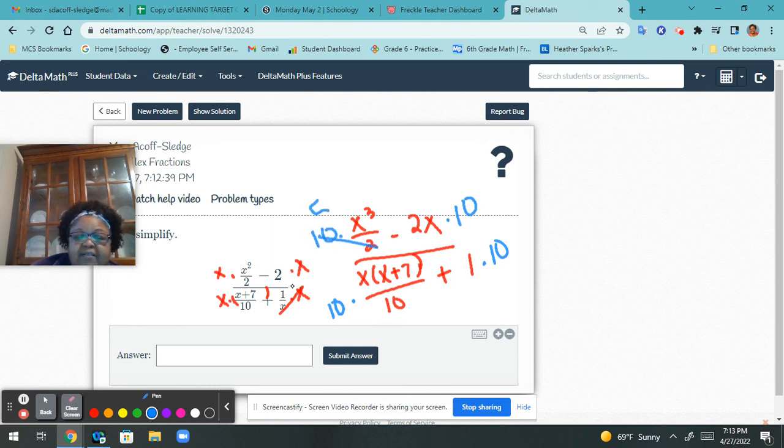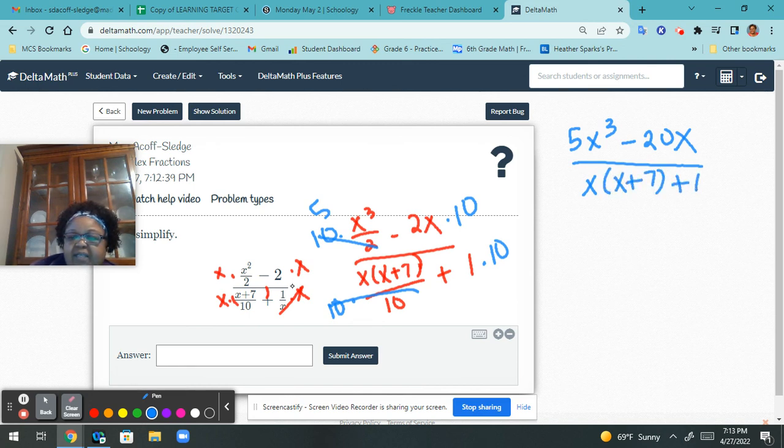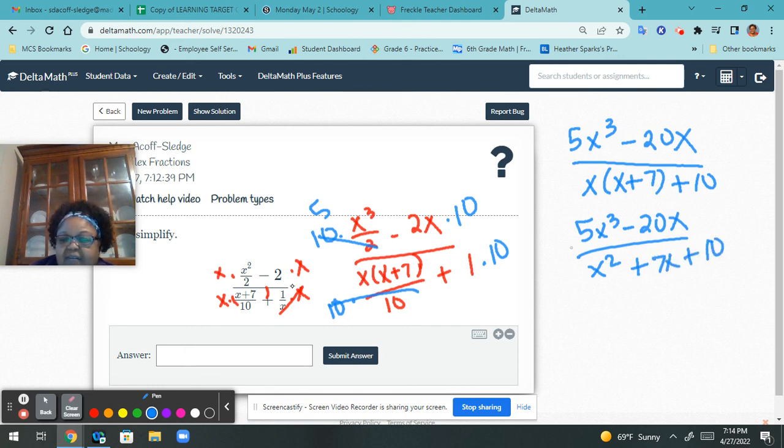So that cancels out to 5. So I have 5x cubed minus 10 times 2 is 20, so that's 20x. Those cancel out. So I have x times x plus 7, plus 10. Now I'm going to go ahead and multiply that out, see if that does anything special. So x squared plus x times 7 is 7x, plus 10. Looks like I got to factor that.